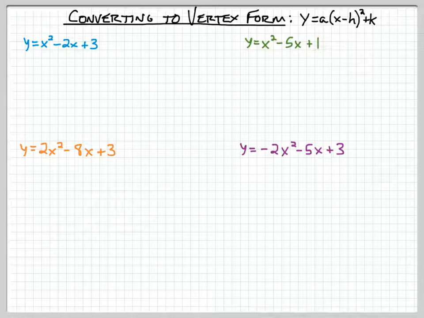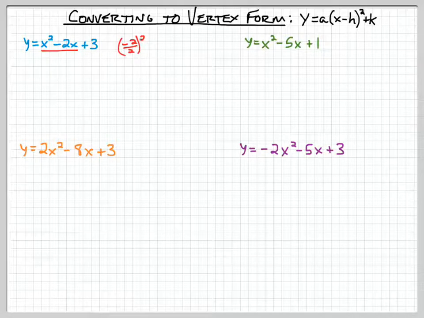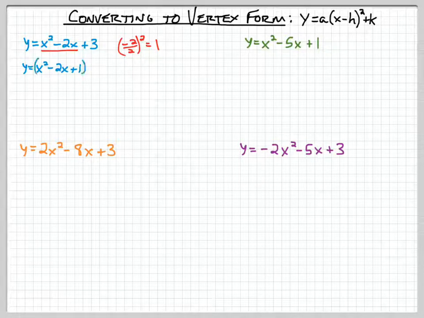So when we complete the square, we look at these first two terms and we think, what do we have to do to make this a perfect square trinomial? Well, we have to take this -2 and divide it by 2 and square it. If we add that value of 1 to the x squared minus 2x plus 1, now we have a perfect square trinomial of x minus 1 squared.